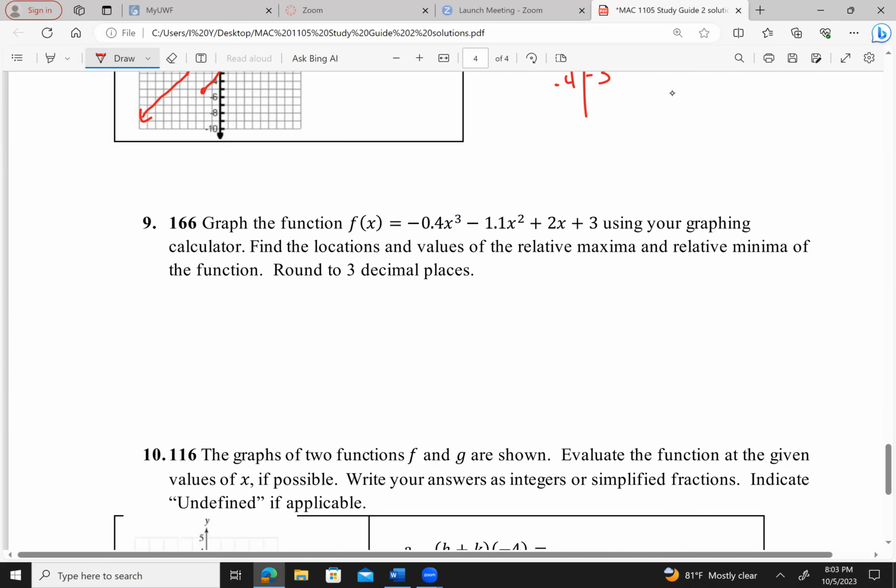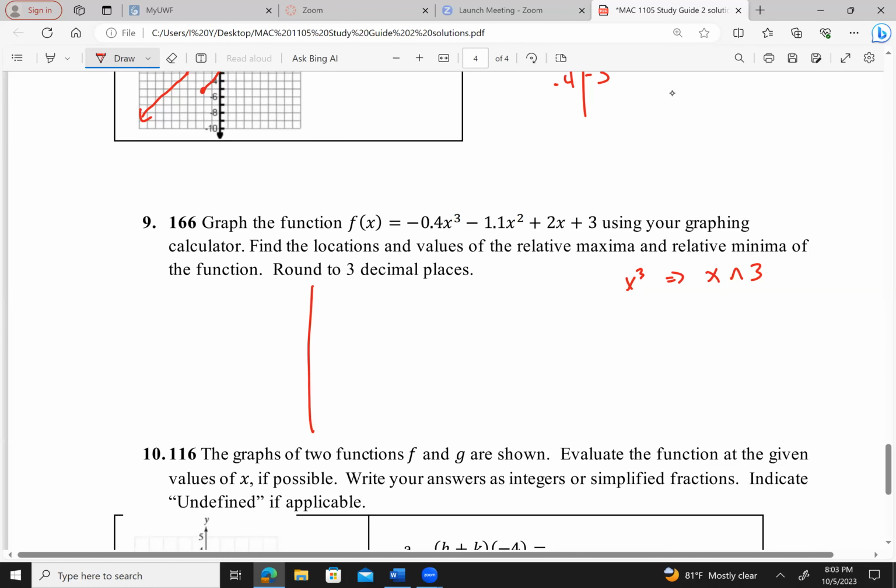Next, we have graph the function. This is a calculator problem. Can't do this without your calculator. Remember to get x cubed, we just hit our x button, our caret button, and our 3. So we key this in, and then we hit graph. And the graph should look something like this.